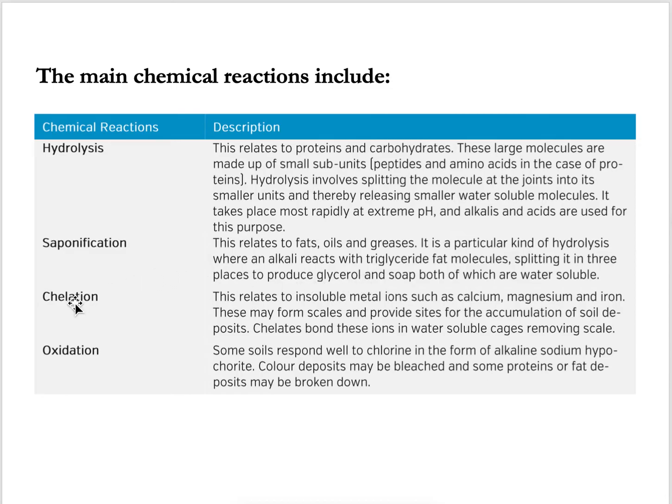What is chelation? Chelation is, I mean, several different metal ions can deposit onto various surfaces and form scales. I mean, they accumulate on the surface and form scales. So by chelation effect, detergent can remove these scales. That means they can remove these metal ions from the surface.